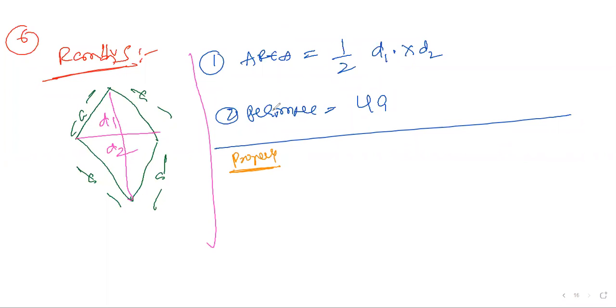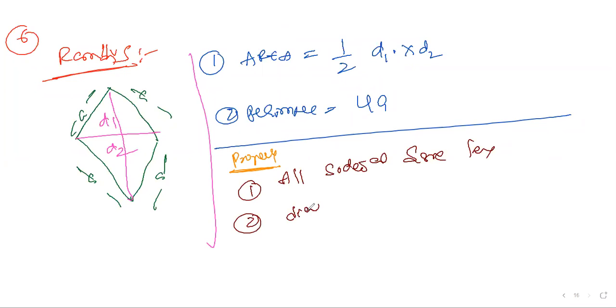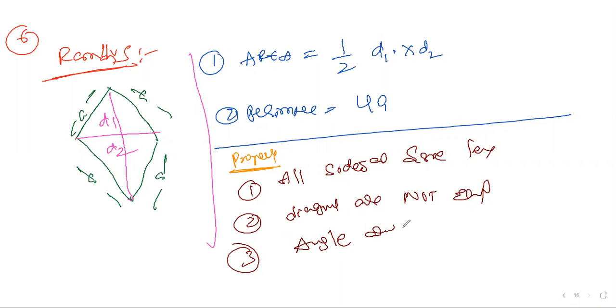What are the properties of this? Number one property, all sides are same length. Because all are same, A is equal to A is equal to A. Next, diagonals are not equal. Main important, diagonals are not equal. Next, angles are not same. All angles are different. All angles are not same.